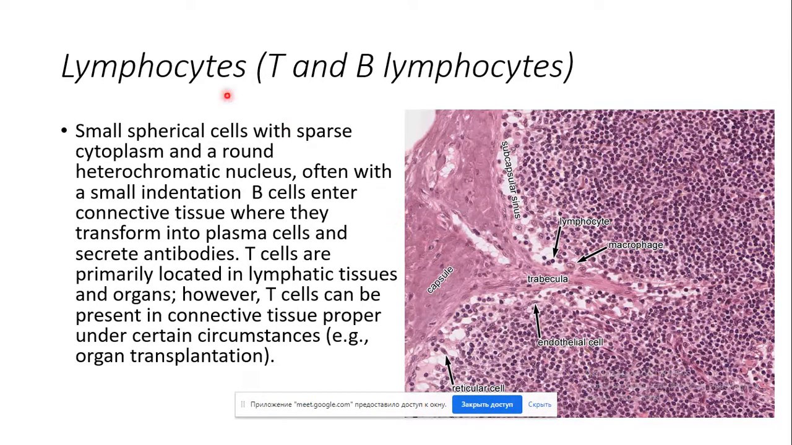For example, T and B lymphocytes. T and B lymphocytes have spherical nuclei, and they are located in sites of potential inflammation. They might form the lymph nodes. They are present in diffuse lymphatic tissue, so everywhere our body can encounter any kind of injury, any kind of bacterial invasion. Sometimes they appear in the sites where we already had an inflammation. So in chronic inflammation, we can see this picture: a large amount of lymphocytes.